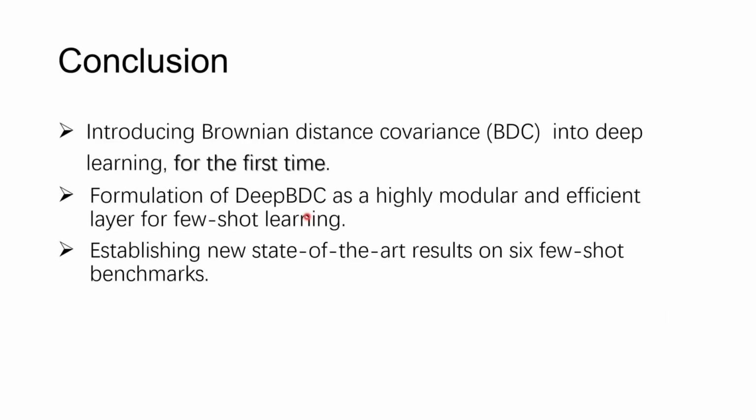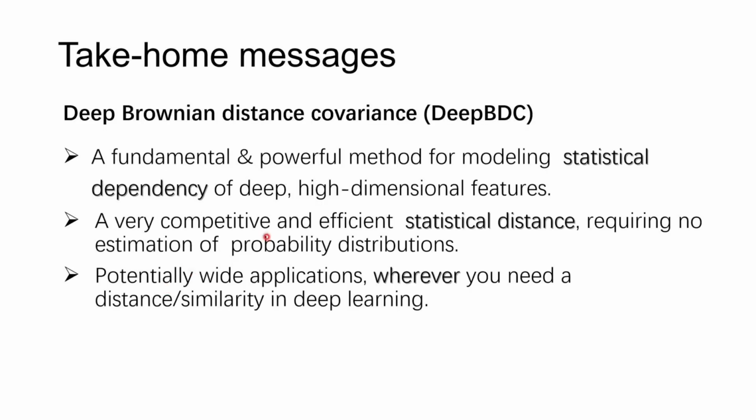We introduced the Brownian distance covariance into deep learning for the first time. Meanwhile, we formulated the DeepBDC as a highly modular and efficient layer for feature learning. Experiments show the DeepBDC established new state-of-the-art results on 6 few-shot benchmarks. DeepBDC is a fundamental, powerful method for modeling statistical dependency and similarity distance in deep learning. It has potentially wide application whenever you need a distance similarity in deep learning.